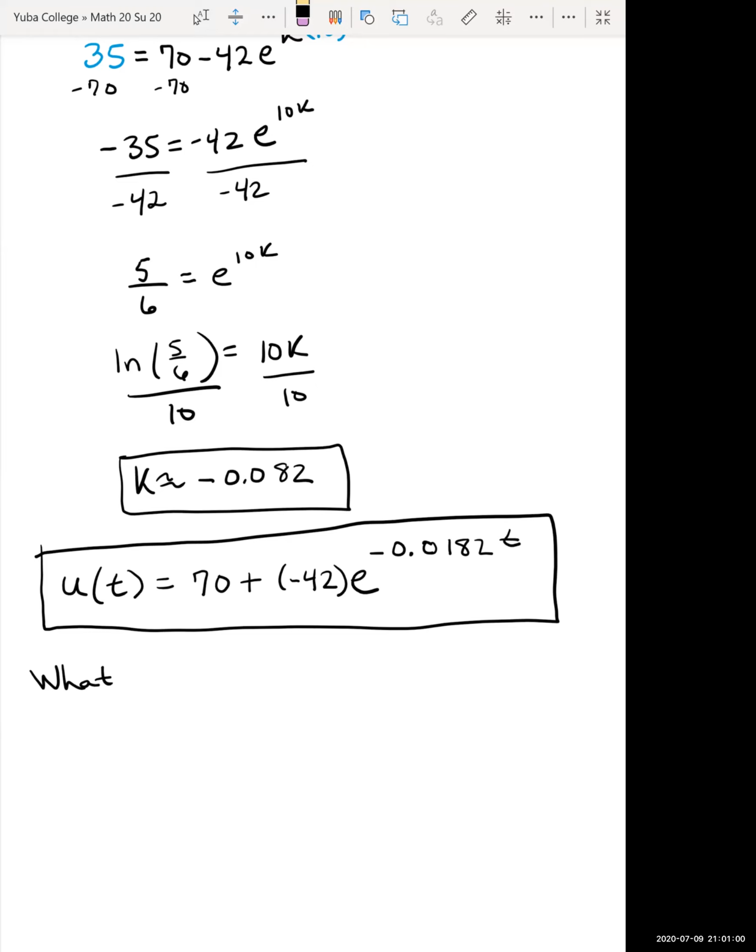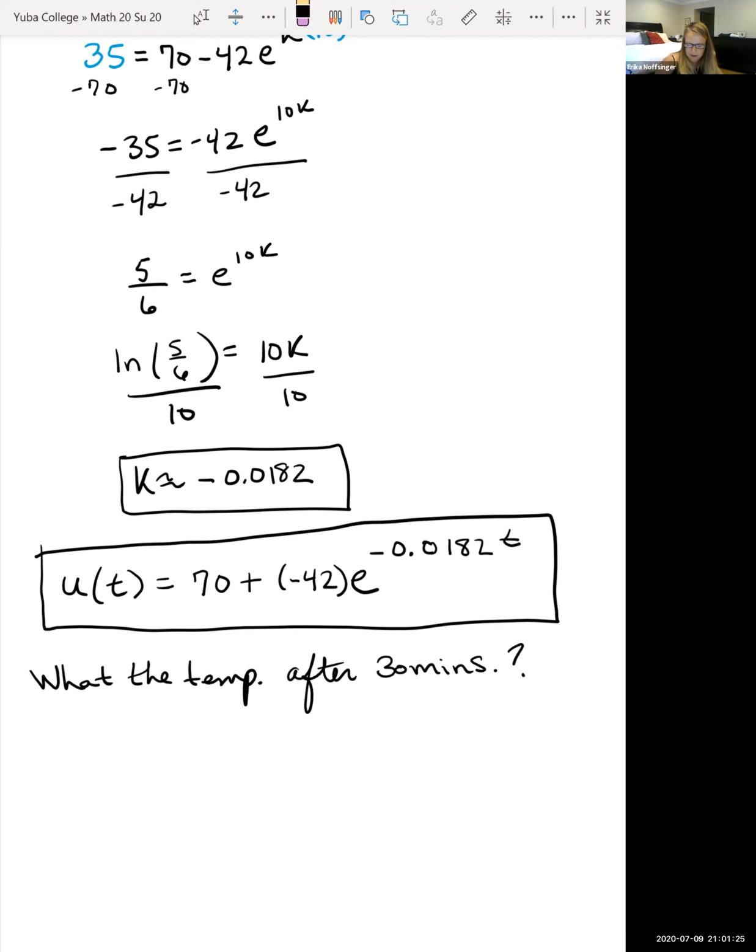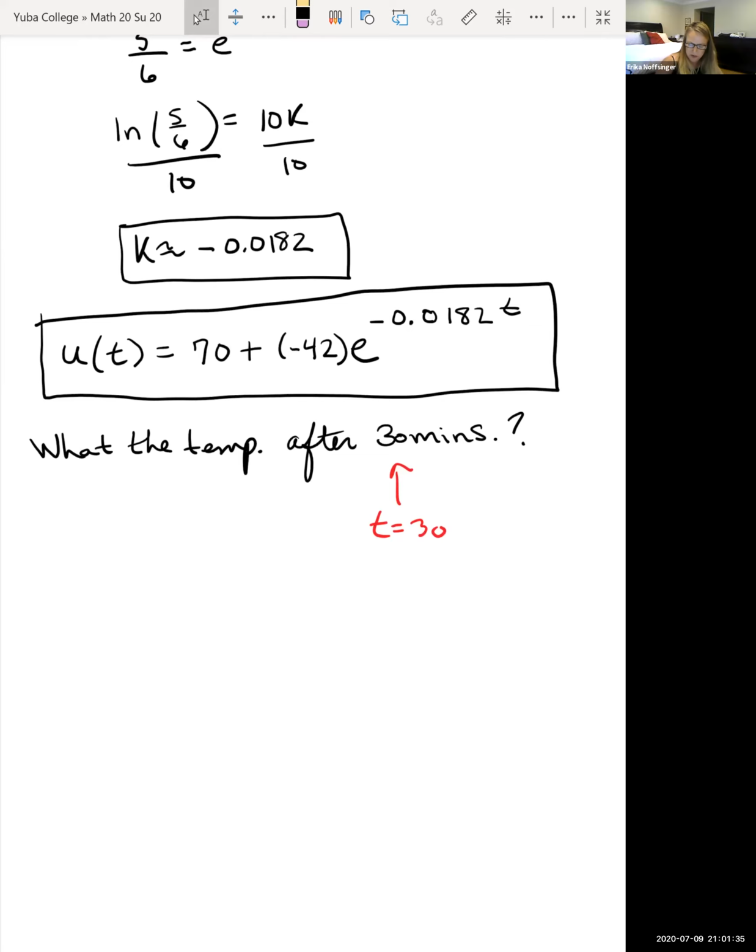Okay, I just saw the K above it was different. Oops. Up above, I didn't change it. There you go. So what's the temperature after 30 minutes? So here we know what T is. T equals 30. So plug it in. We can look at U of 30.